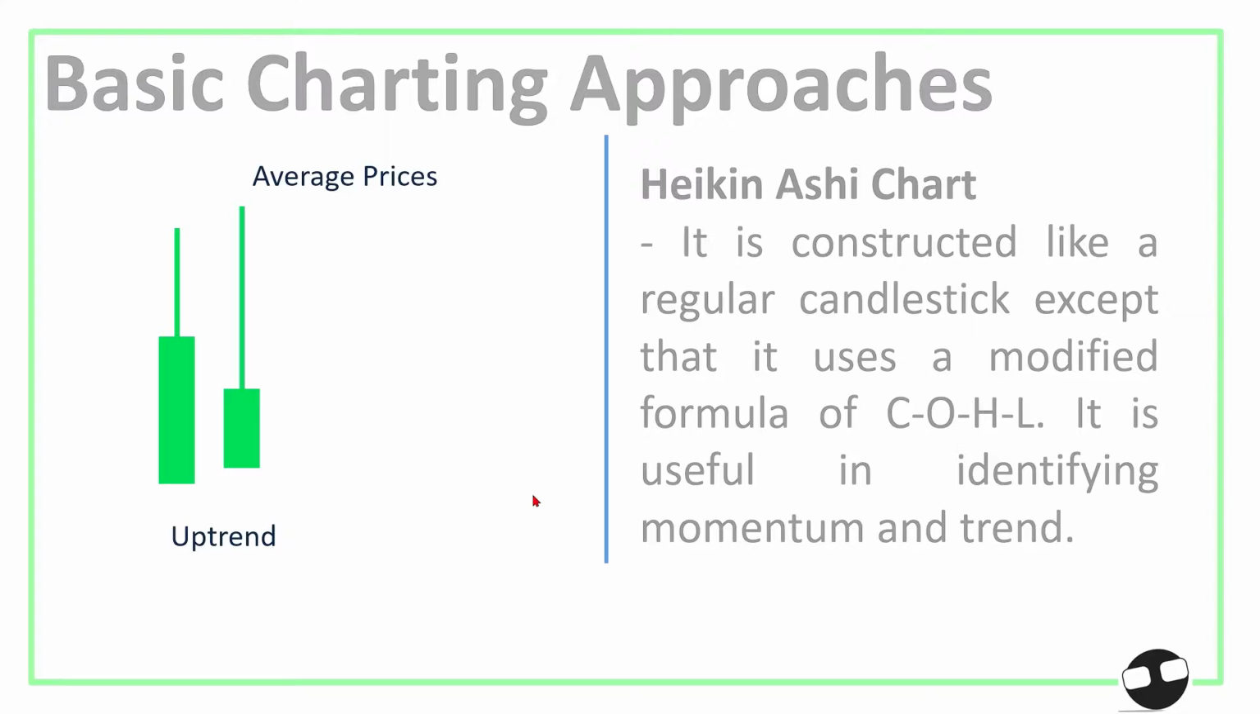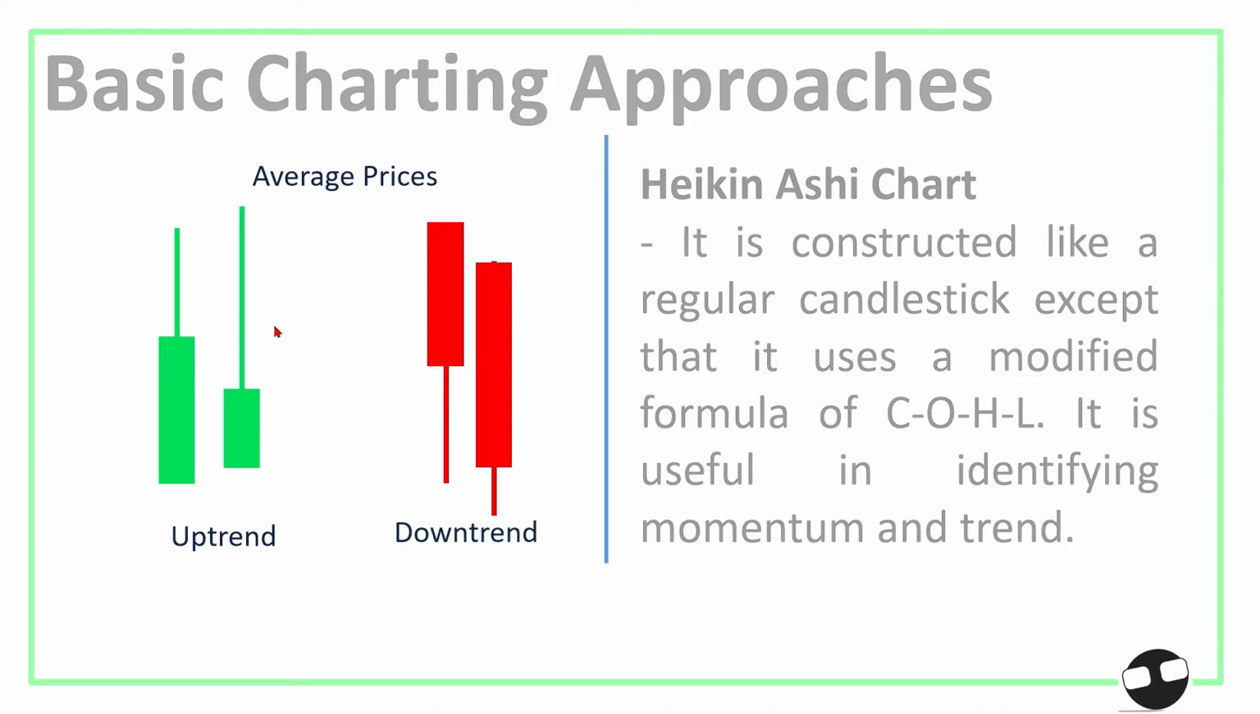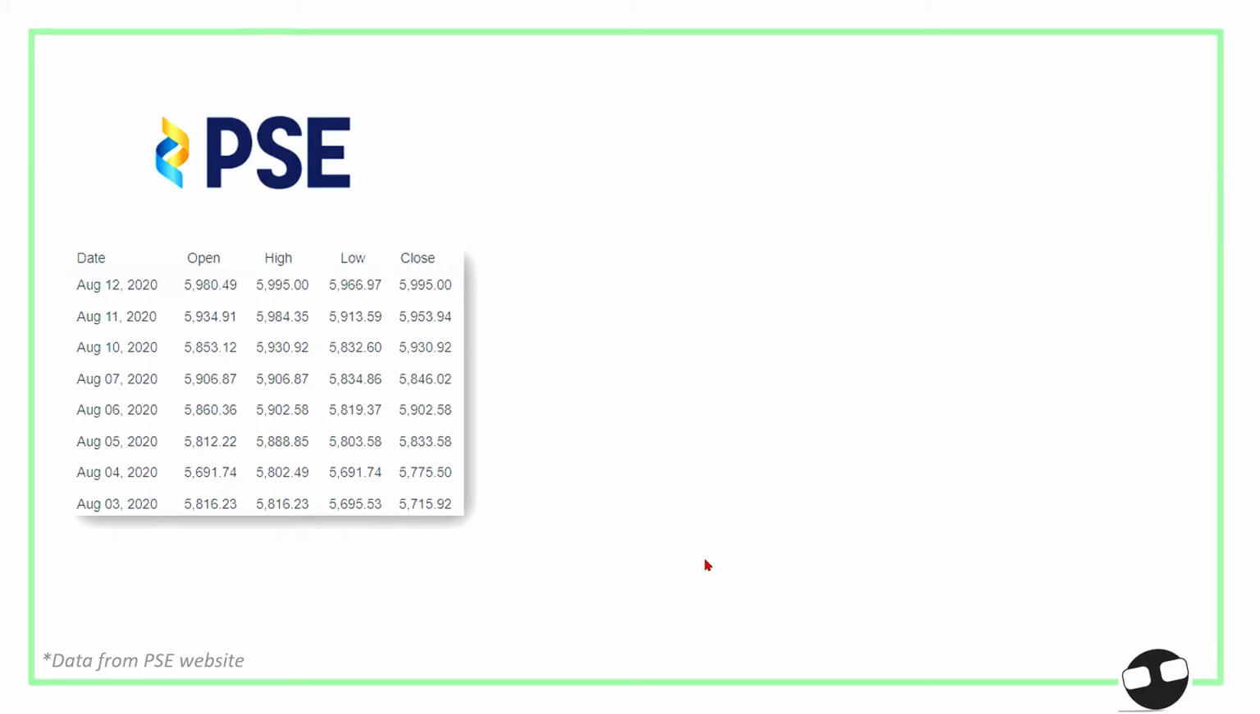So here, if you're going to look at these, these are examples of uptrend Heikin Ashi candles. They still have the body here, but the wicks are actually pointing uptrend. Now, for a downtrend Heikin Ashi candle, you can see these figures here. So we can apply the same here in the PSEI.